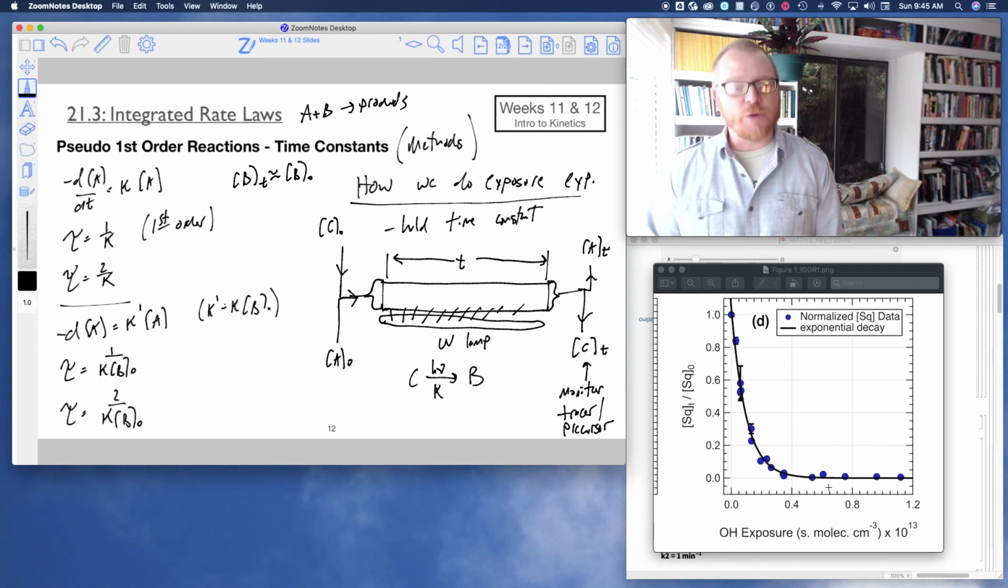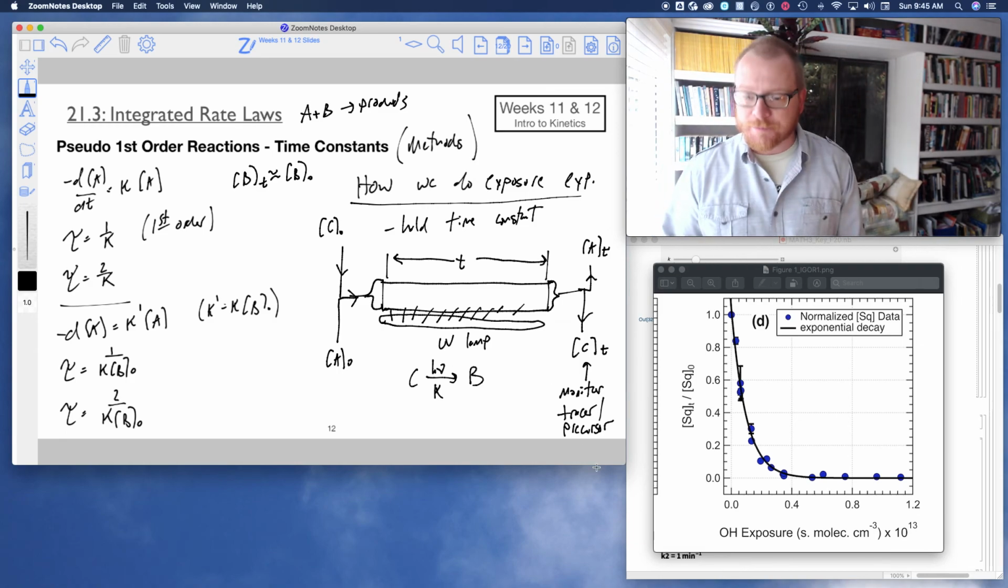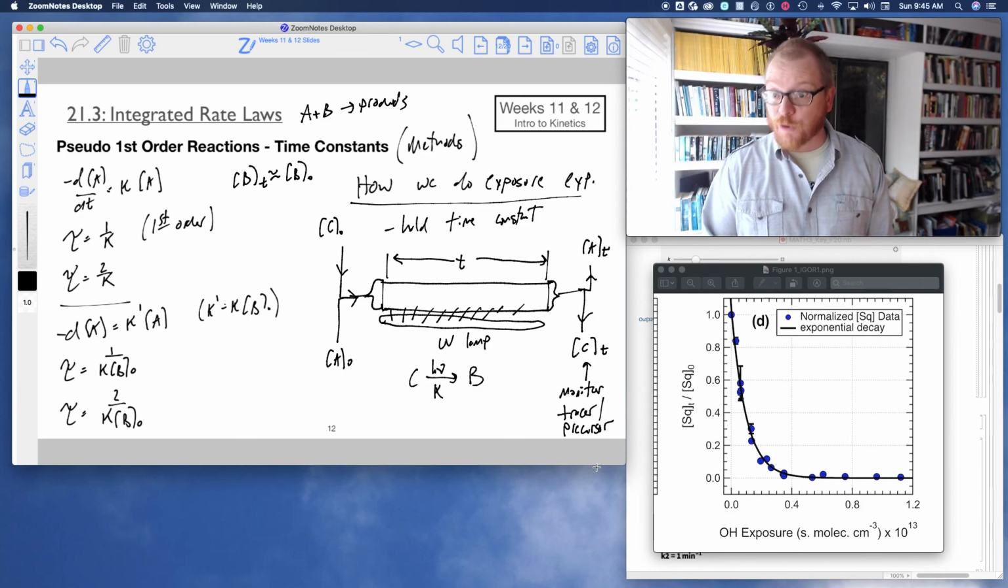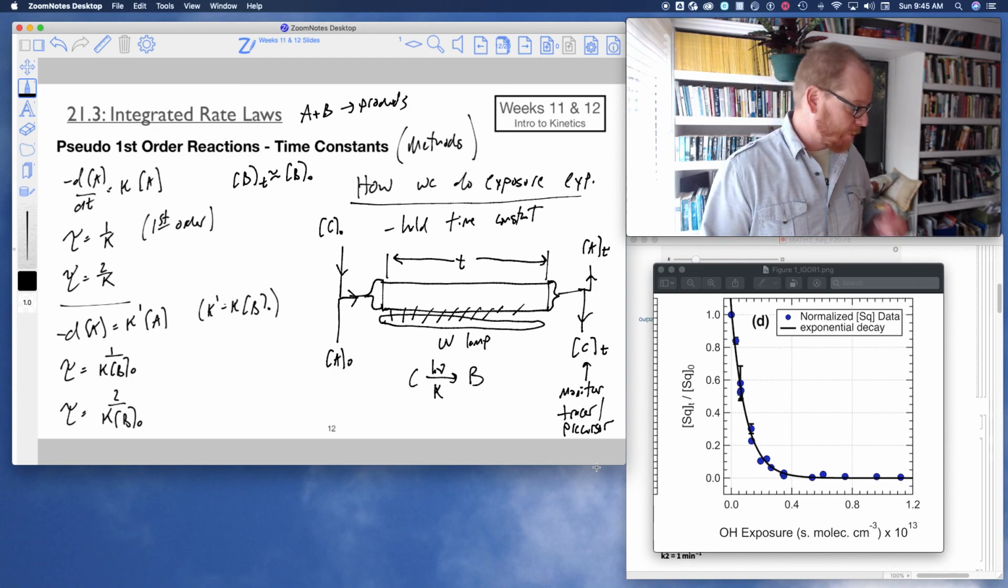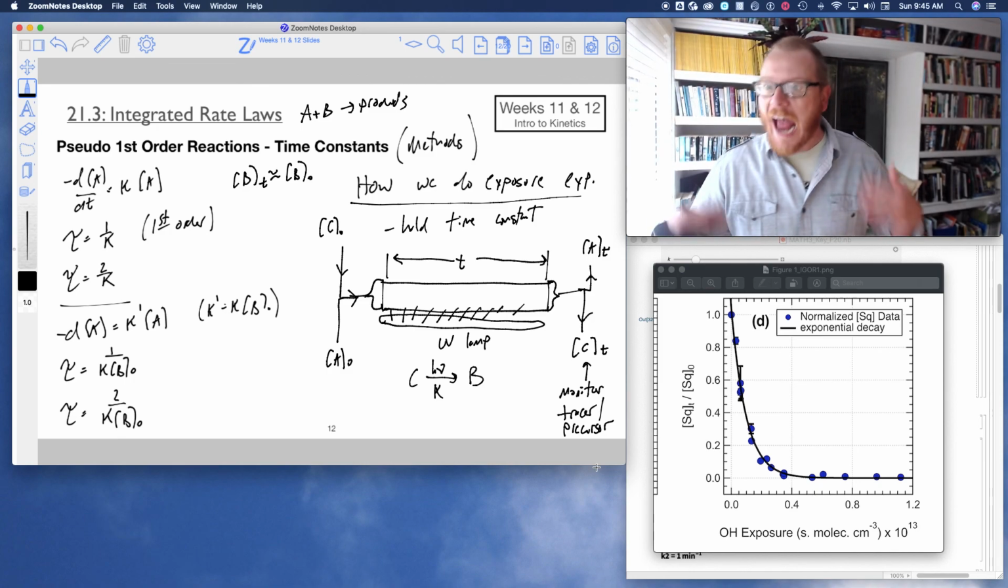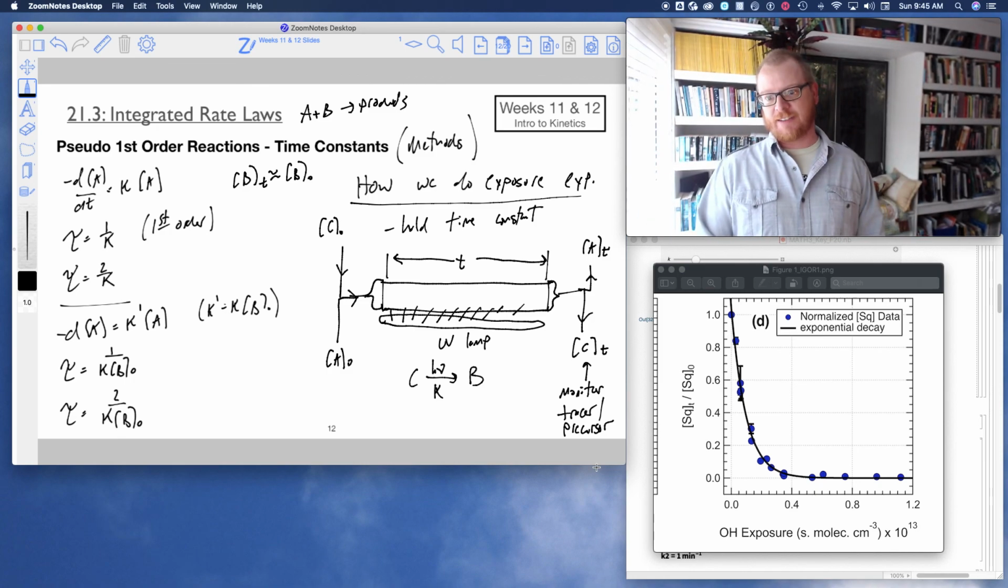And very conveniently, you can now fit the data in this exposure space. That's what we call it, the exposure space instead of time space. And you recover your second order rate constant. So it's a really cool experimental method. It's not talked about at all in the book, but it's how we actually do kinetics in the real world.